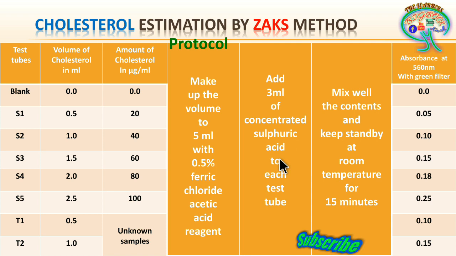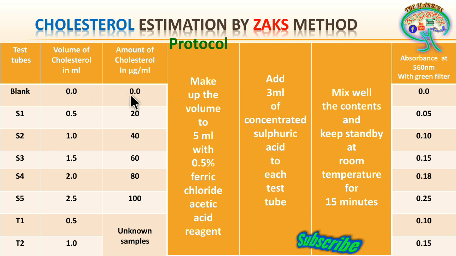So here we are going to slowly add the 3 ml of concentrated sulfuric acid from the sides of the test tube, and then we are going to slowly mix the reagents, and we are going to add this 3 ml to all the test tubes. So from here, each test tube should have 8 ml of total volume of all the chemicals, reagents, and the sample we have taken.